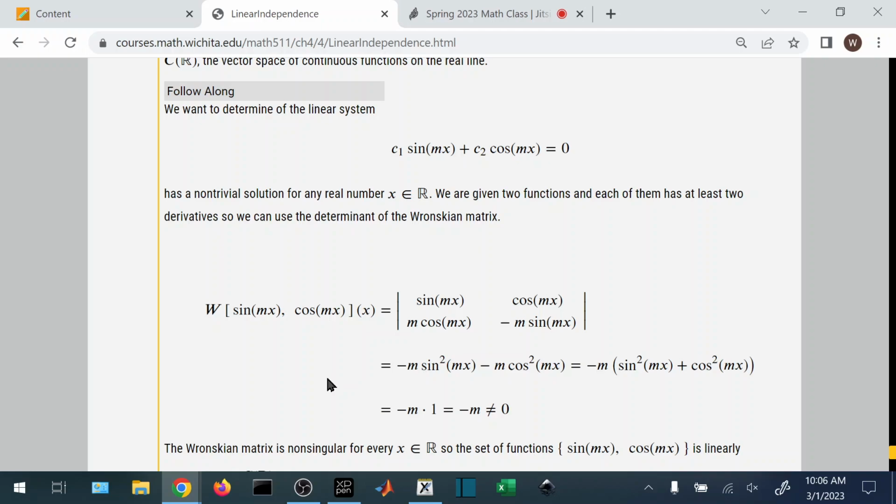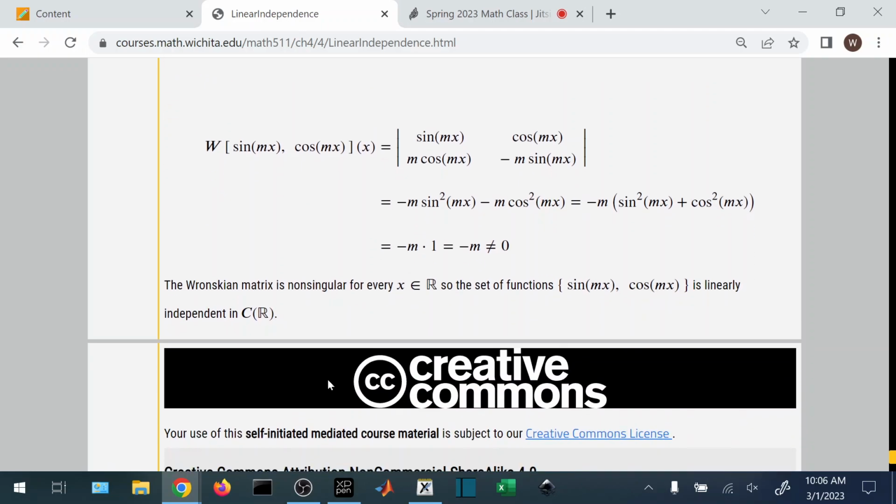We could factor out the minus m and get sine squared plus cosine squared, which is 1, and then we would get minus m. Presumably, we never chose our integer to be 0 because that would be a waste of time. Cosine of 0 is 1 and sine of 0 is 0. Okay? So as long as that m was not equal to 0, then they are linearly independent.